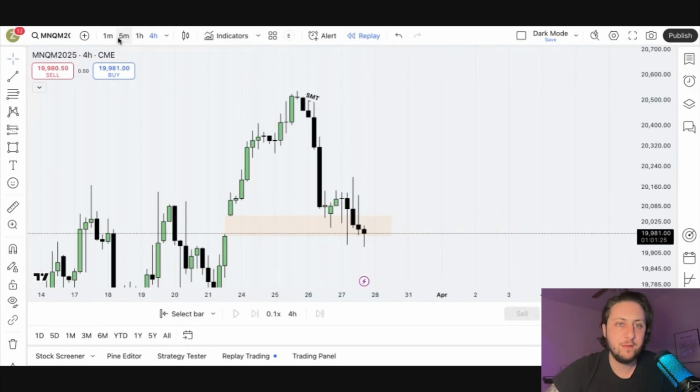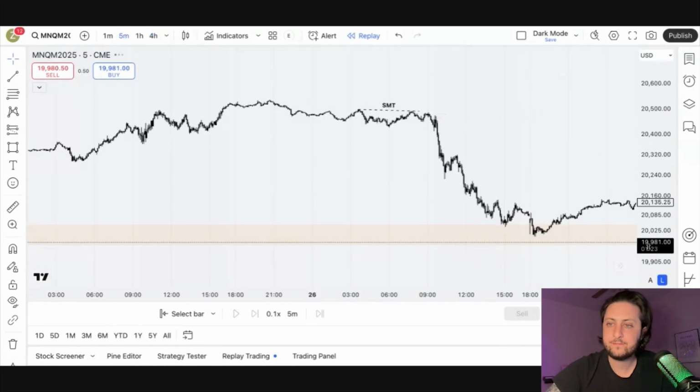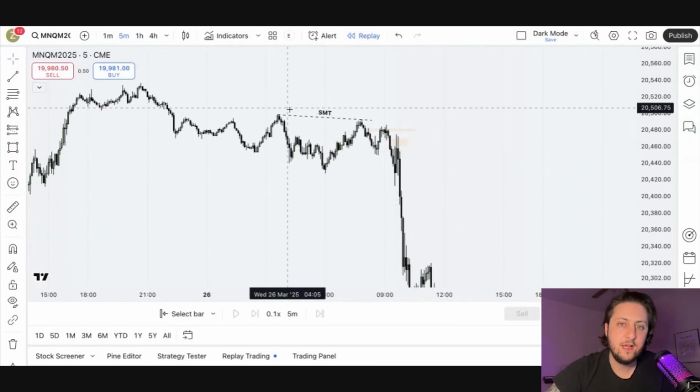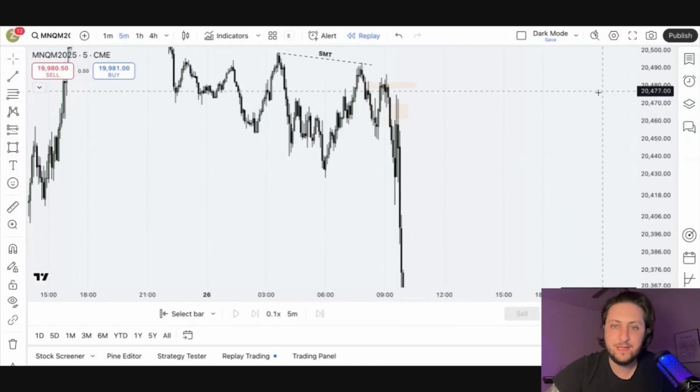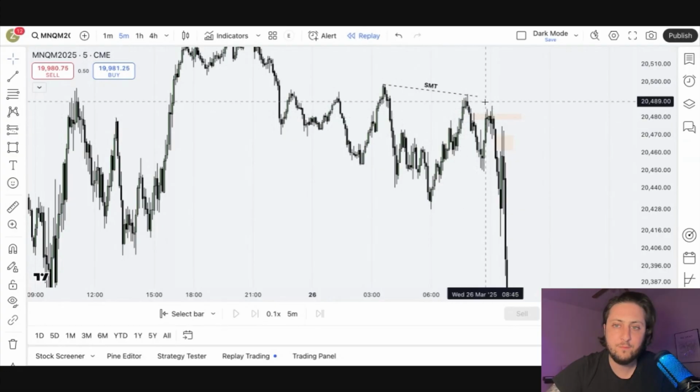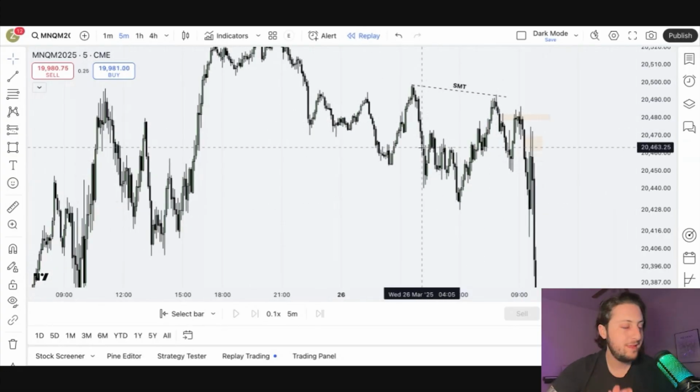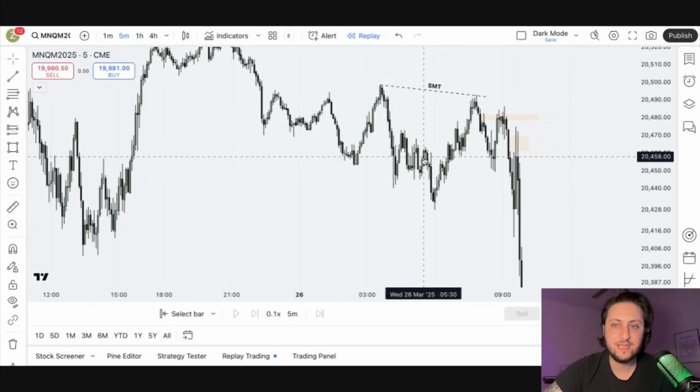Now, let's go back to the 5-minute and go over the setup. So once again, we already went over this. We also had the SMT on the 5-minute time frame. So ES made a higher high, NQ made a lower high right here. Now, like I was saying before, that doesn't mean we just automatically get short, right? We need to have an entry signal. We need to have our entry model. And I'm going to go over mine with you guys. I'm going to explain exactly how I do this.